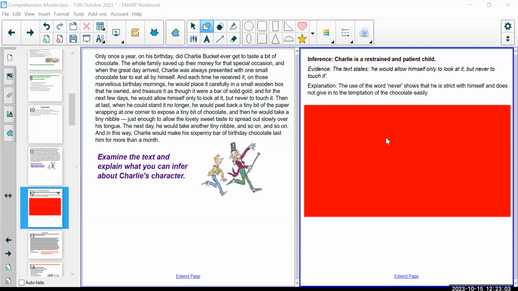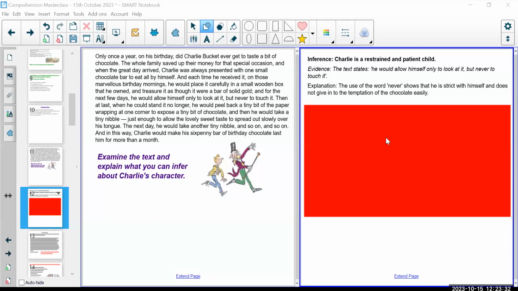"He's grateful, as it says, he treasures it as though it were a bar of solid gold. This shows he's grateful for every little thing he has and treasures it." Yes, but don't repeat what you've said in your evidence in the explanation, because then what's the point of the explanation? Just say, he is grateful for every little thing he has, perhaps because he has so little, or because of his lack of wealth in his everyday life.